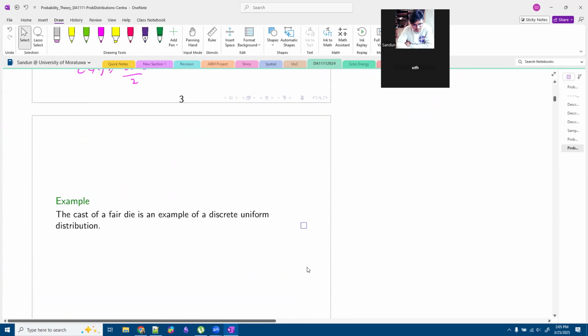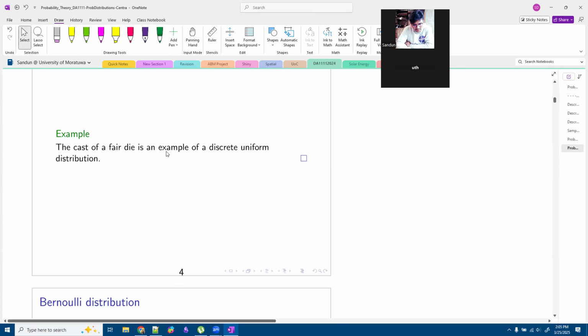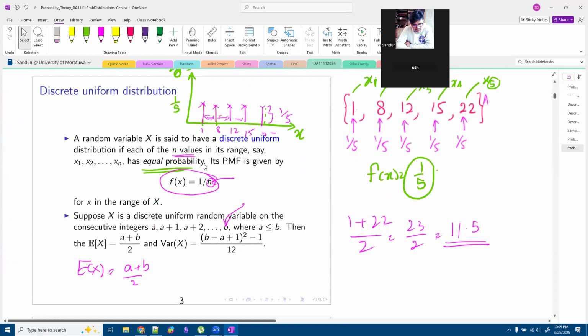Let's look at this. The cast of a fair die is an example of a discrete uniform distribution. That is because when you look at a fair die, each outcome will have a probability of 1 over 6. So all those outcomes will have equal probability of occurring, 1 over 6.